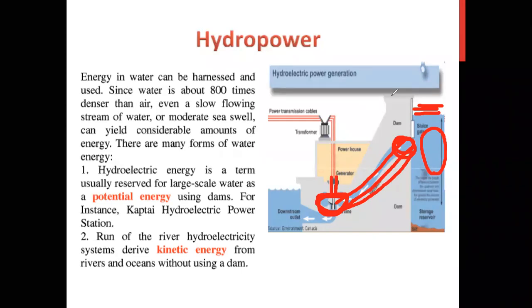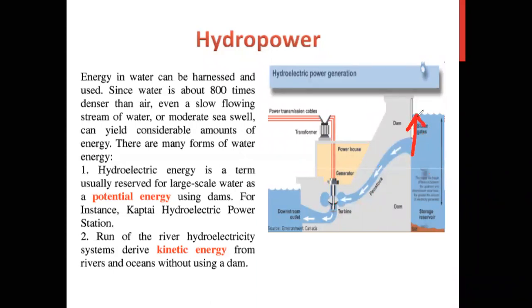So my students, when the gate is open, the water will flow and hit the turbine with huge energy. It is potential energy, but when we open the gate, this potential energy becomes kinetic energy, that means motion energy. This kinetic energy hits the turbine with a high force, the turbine rotates and we get electricity. This is the way of producing hydroelectric power. We have one hydroelectric power plant in our country, known as the Kaptai hydroelectric power plant.